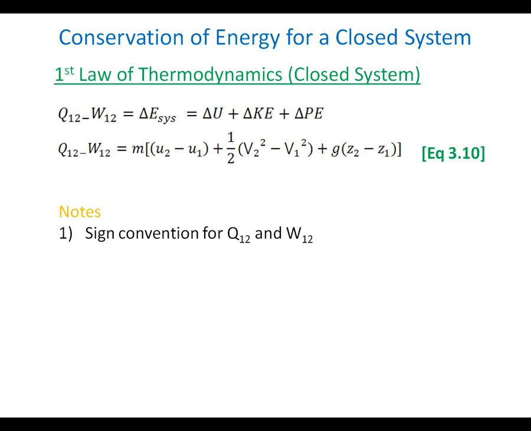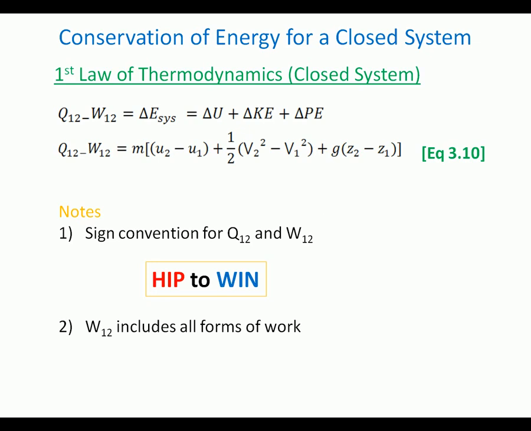First, sign convention for heat transfer and work. Remember, it is always going to be HIP to win, heat in positive, work in negative. And secondly, when we talk about the work for a closed system, the nomenclature work 1, 2 there includes all forms of work. Now, that may seem obvious in this case, but when we get to talking about control volumes, you're going to see how that differs. So just to differentiate for your future notes, when you talk about a closed system, work 1, 2 is going to incorporate all the work going on in that process.